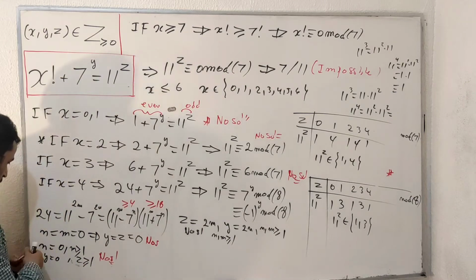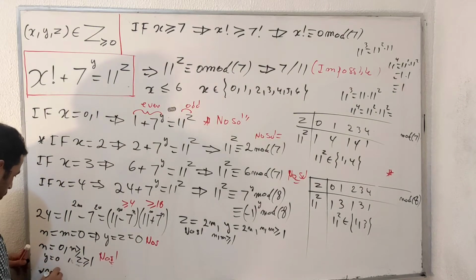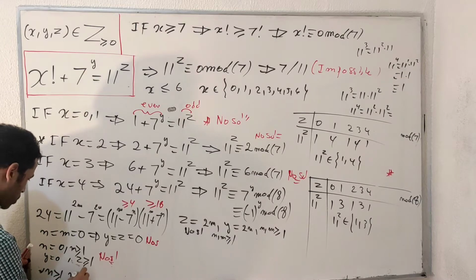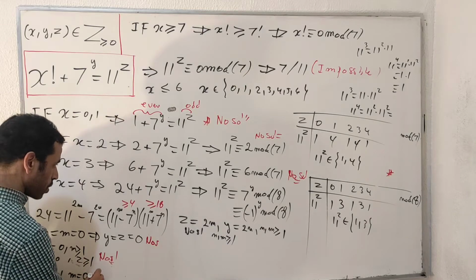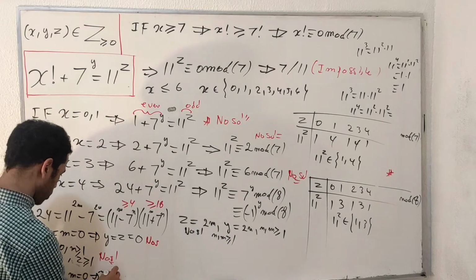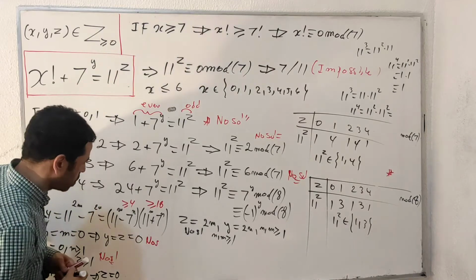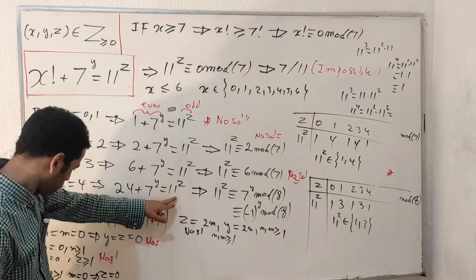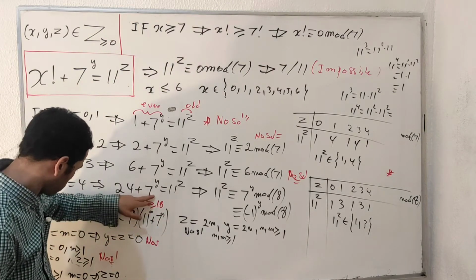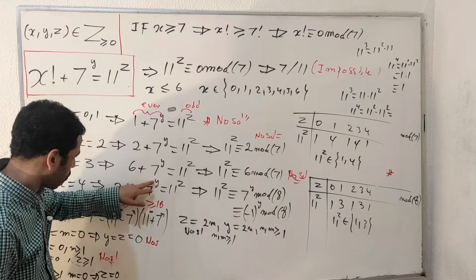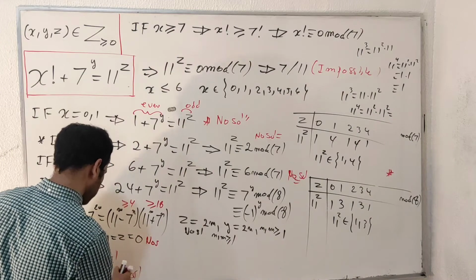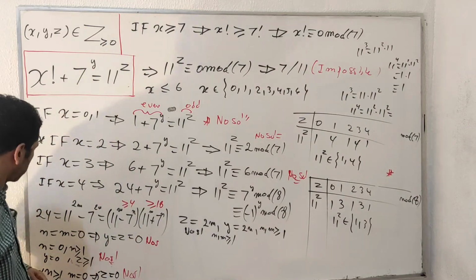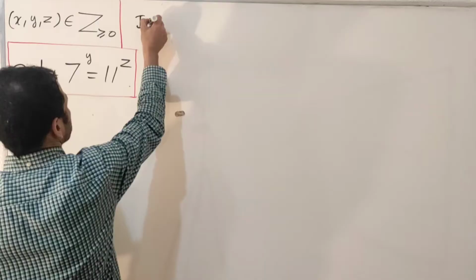Let's check if n is greater than or equal to 1, but m equals 0. m equals 0 implies z equals 0. Replacing z with 0, I will get number 1 here. So which means 24 plus this 7 to the y equals 1, which is impossible. There are no solutions as well. Now let's move on to the next case when we have x equals 5.